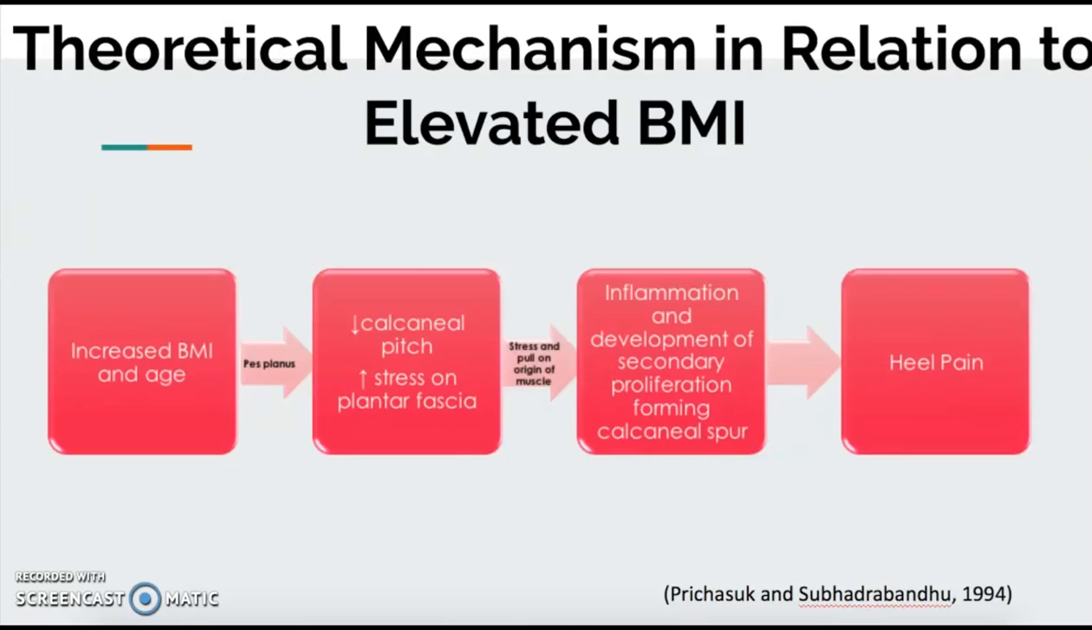Now we will look at the theoretical mechanism in relation to elevated BMI. Increased BMI and age have an important role in the development of pes planus foot posture, which is then theorized to be decreasing calcaneal pitch and increasing stress on the plantar fascia, causing extreme stress and pull on the origin of the short flexor muscle. This causes inflammation and formation of secondary proliferation that forms the calcaneal spur, which eventually causes heel pain.